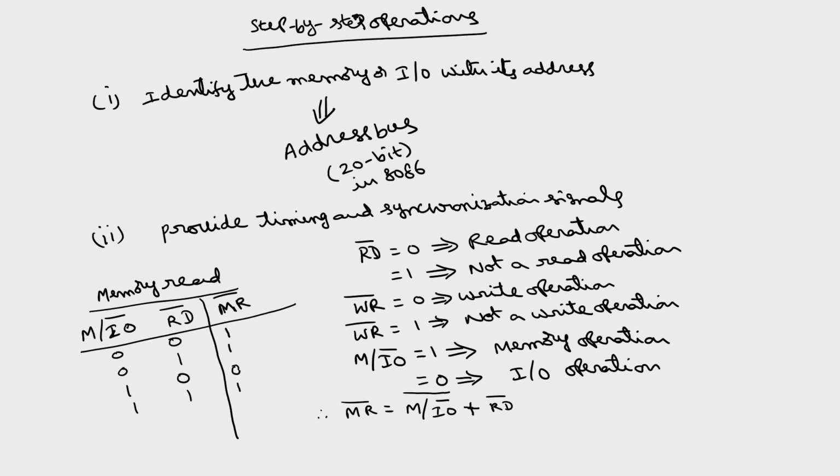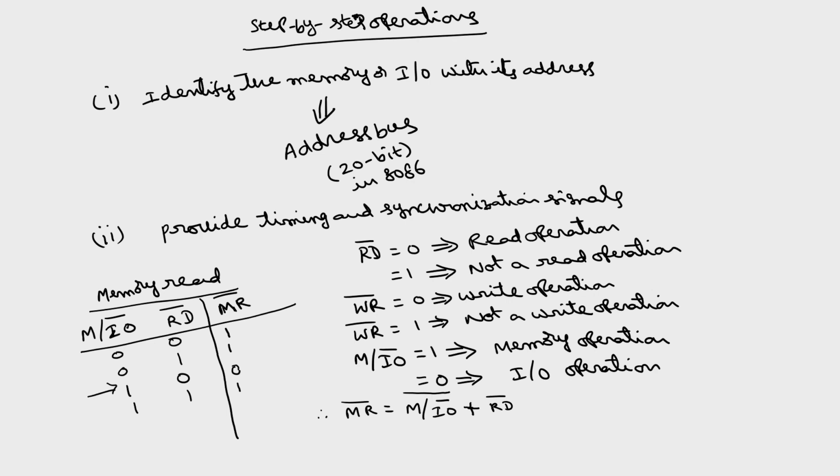Okay. So, similarly for these 2 combinations memory read bar is equal to 1, and for these 2 operations M by I O bar is 1. So, 1 bar becomes 0. If read bar is also 0, then only this MR bar is 0, otherwise MR bar is 1. So, if I substitute all these 4 combinations, only for this particular combination we find MR bar as 0, otherwise MR bar is 1.